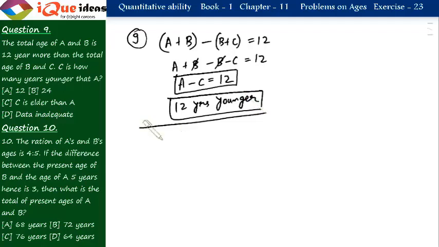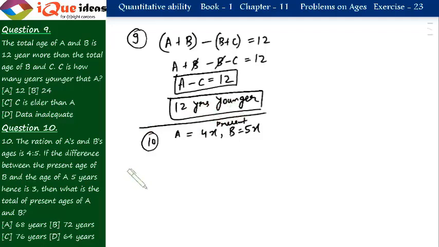Okay. Now let's take question number 10. It says the ratio of A and B's ages is 4 is to 5. The difference between the present age of B and the age of A 5 years hence is 3, right? So let's take A and B ages as A as 4x and B as 5x. We can separate the ratio like that. So ratio is given 4 is to 5. So we have taken A as 4x, B as 5x. These are present ages.